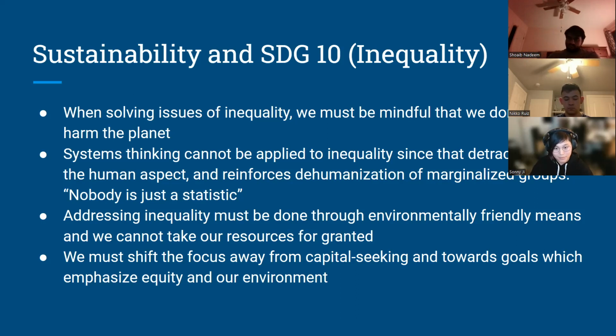Systems thinking cannot be applied to inequality since that detracts from the human aspect and reinforces dehumanization of marginalized groups. Nobody is a statistic, and through systems thinking, big data, captology, and all of those data collection and analysis tools, you're essentially rendering marginalized groups and peoples as a simple statistic, which further hurts them through inequality by dehumanizing them.